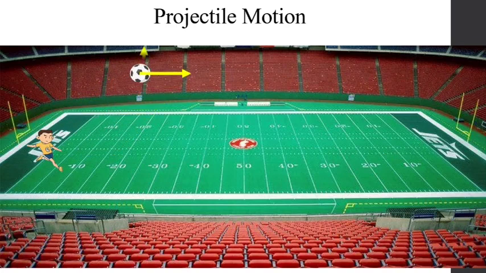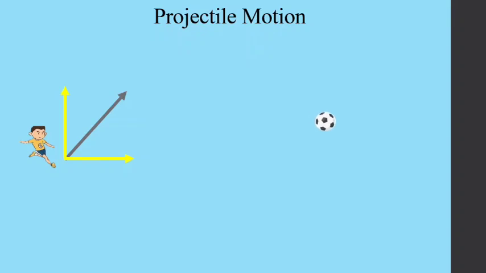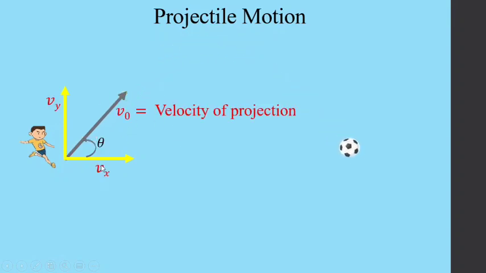In such examples, we are supposed to calculate the range of the projectile, the height of the projectile, or the time of flight of the projectile. Let us see different formulae for projectile motion. In projectile motion, the velocity with which this player hits the ball is known as the velocity of projection. This velocity of projection has a horizontal component as well as a vertical component. The horizontal component remains constant whereas the vertical component keeps on changing.